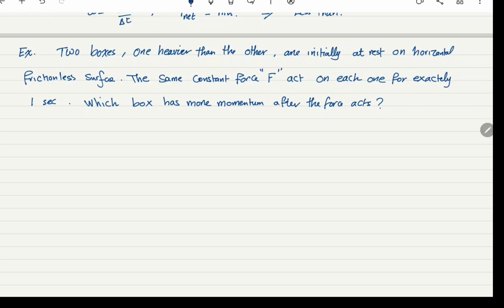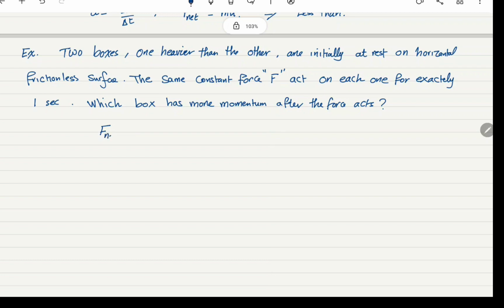Let's see. F net equals delta P over delta T, or in other words, delta P equals F net delta T. Now the only force acting on the boxes is F. So we have F, and delta T is 1 second. So same force, same time. In this case, delta P will be the same for both boxes.